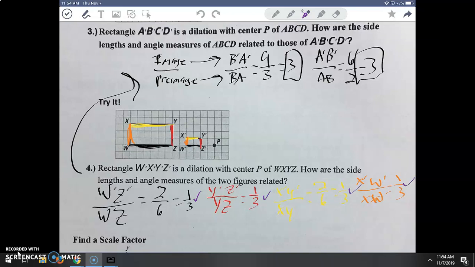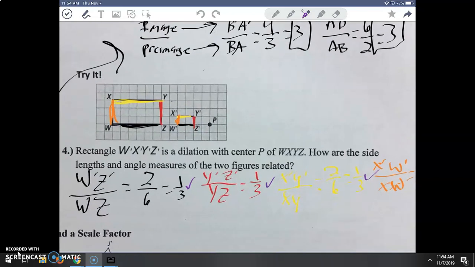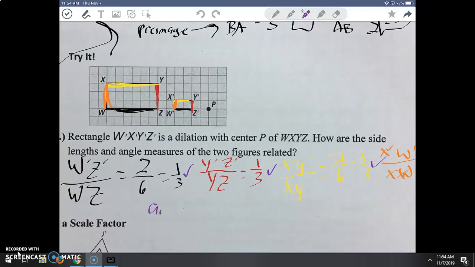Okay, so that's how these lengths are going to be related. Now, how are the angle measures of the two figures related? Angle measures are the same. Nothing changes about the angle measures.